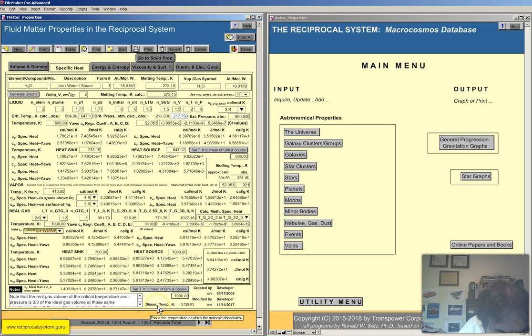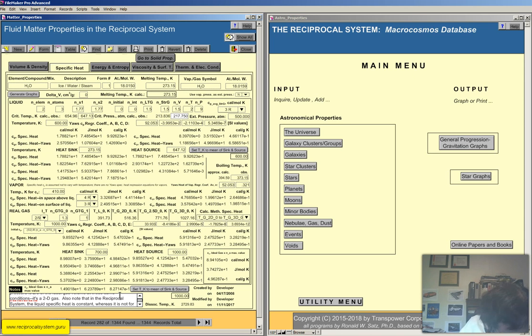And then the calculation of the dissociation temperature, that's when the H2O molecule breaks up, 2729.63. Of course, you can add whatever notes you want. Let's see what it's... I'm going to read this. Note that the real gas volume at the critical temperature and pressure is 2/3 of the ideal gas volume at those same conditions. It's a 2D gas.